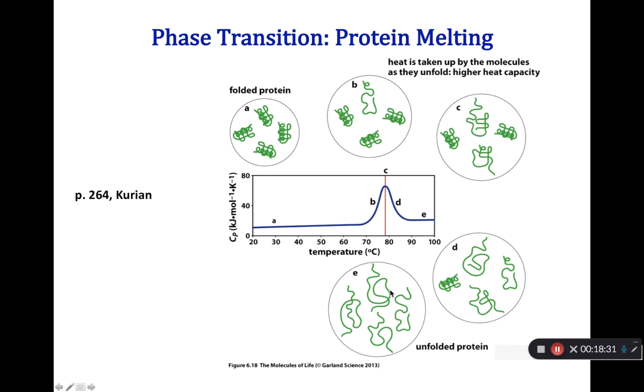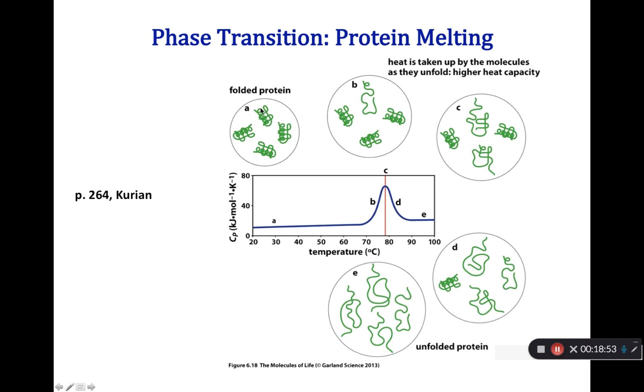Page 264 in your textbook, Kortemme, contains an excellent discussion of the phase transition of the unfolding of a protein at low temperatures, and I strongly recommend that you read these pages. It also contains a very good discussion of the phase transition of the unfolding or the melting of DNA.